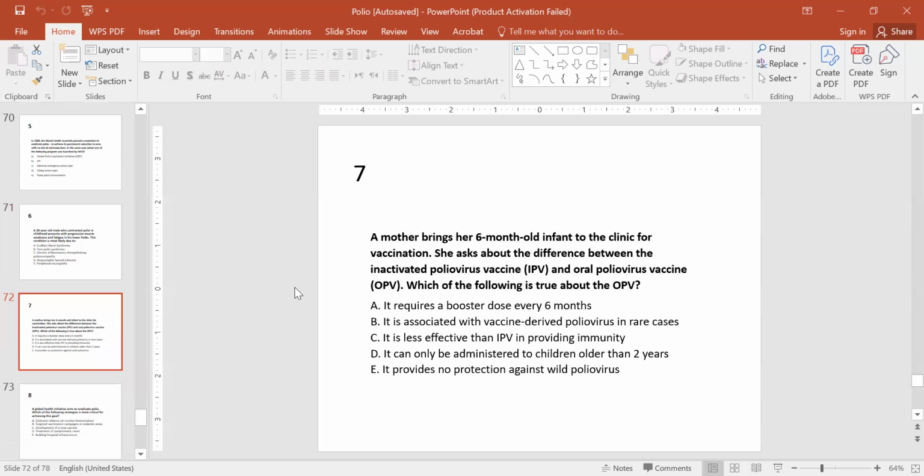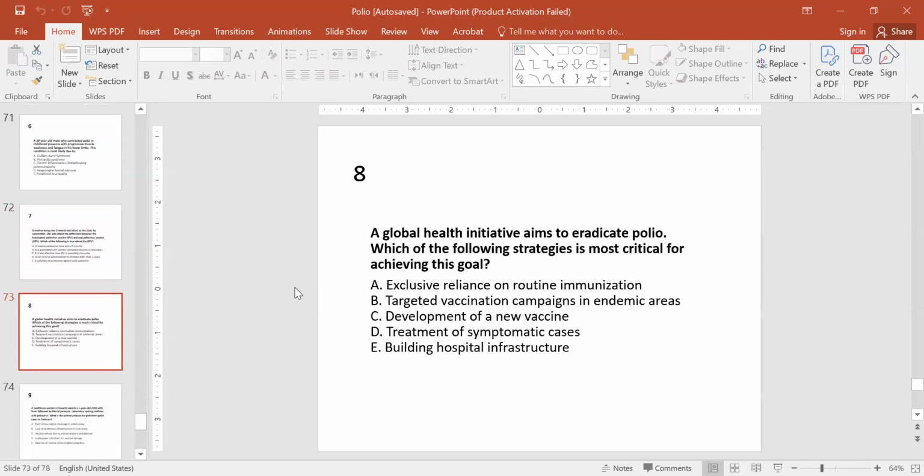Option C, it is less effective than IPV in providing immunity. Option D, it can only be administered to children older than 2 years. And option E, it provides no protection against wild poliovirus. Option B is the correct one. It's vaccine-derived polio. Question number eight is a global health initiative aims to eradicate polio.